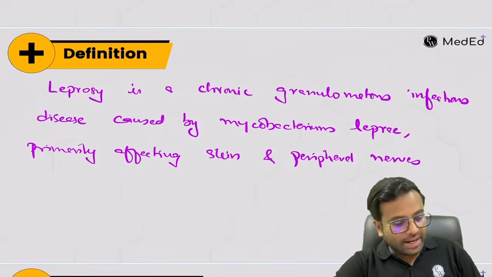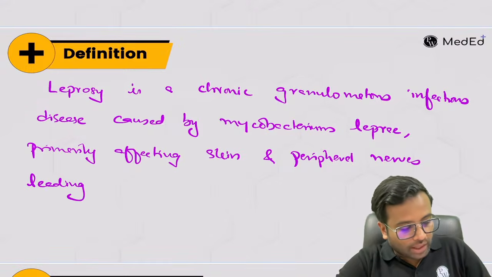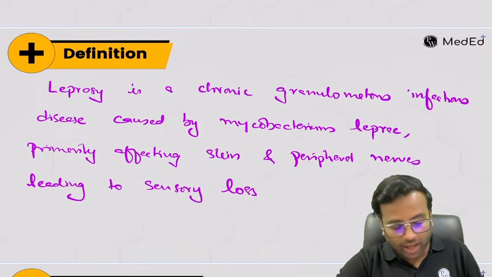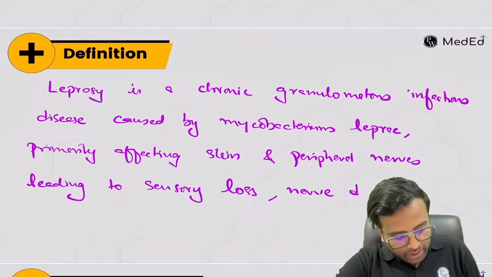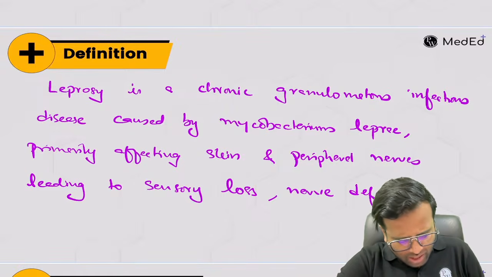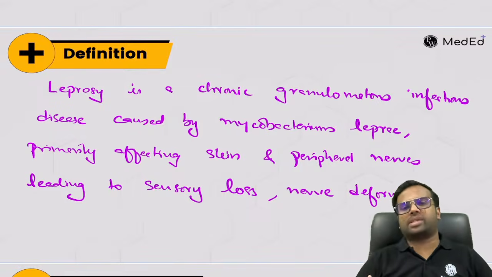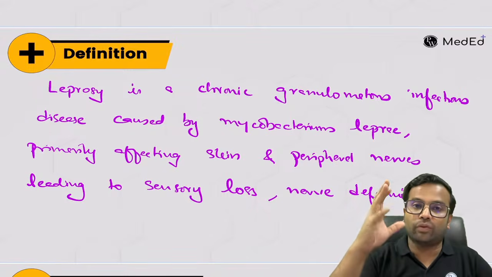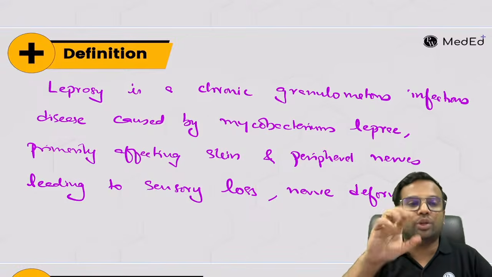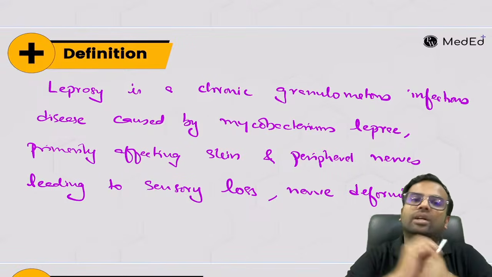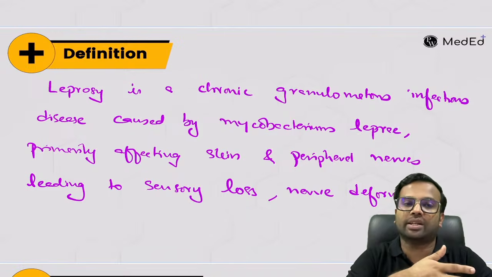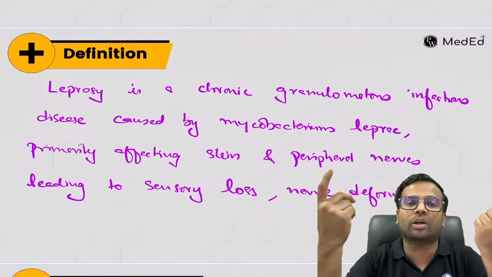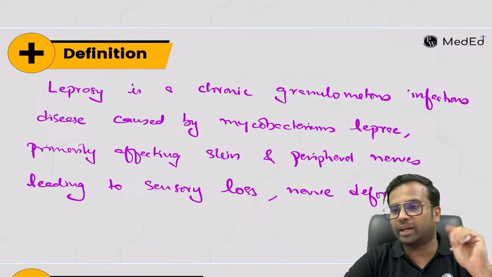And leading to sensory loss, isn't it? And nerve deformities. So this is how we can generally describe leprosy. It's a chronic infection, granulomatous disease, and caused by which organism? Mycobacterium leprae. Usually affects the skin and the peripheral nerves, because of which when there is involvement of the skin, there may be a sensory loss, and when there is nerve involvement, there is nerve thickening or nerve deformity. That is how we can describe it.